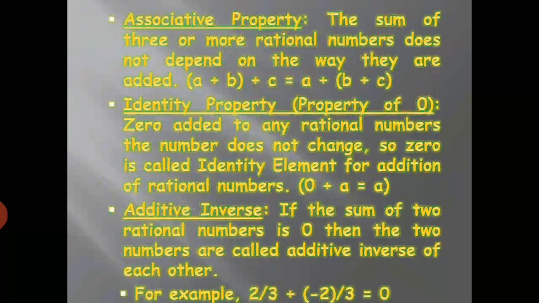Next is identity property. Property of 0. 0 added to any rational number, the number does not change. So if you add 0 plus A, then you will get A. Next is additive inverse. If the sum of two rational numbers is 0, then each number is the additive inverse of the other. For example, 2 by 3 plus minus 2 by 3 is equal to 0. That means minus 2 by 3 is additive inverse of 2 by 3 and 2 by 3 is additive inverse of minus 2 by 3.